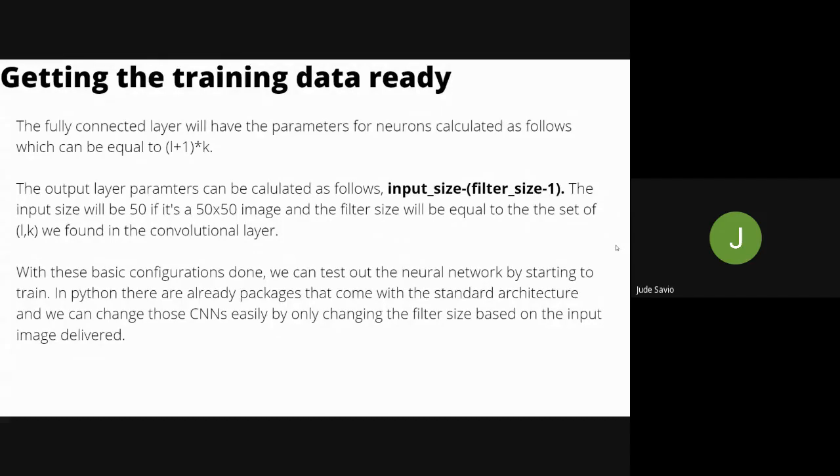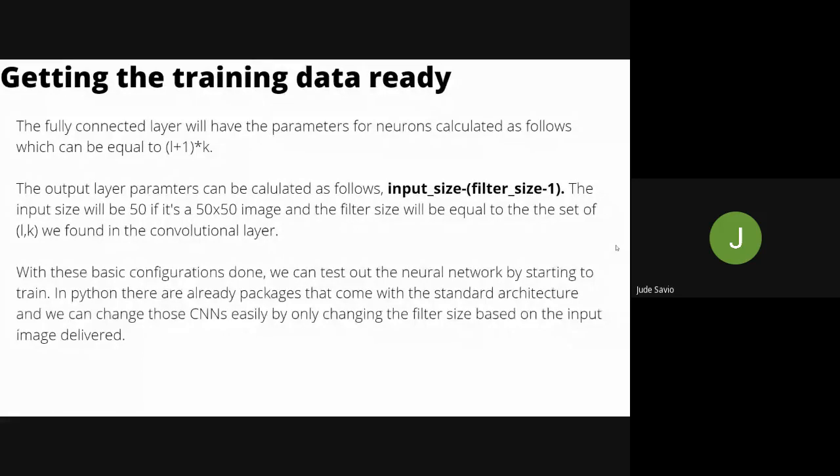And the output layer parameters can be calculated as follows, which is the input size of the pixels in the image minus the filter size minus 1. The input size will be a 50 cross 50 image, and the filter size will be equal to the set of L, K. We found this L, K, and if we have L to be 3 and K to be 3, we use 3 here. We found that in the convolution layer.